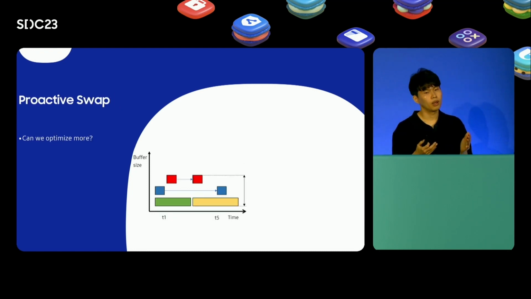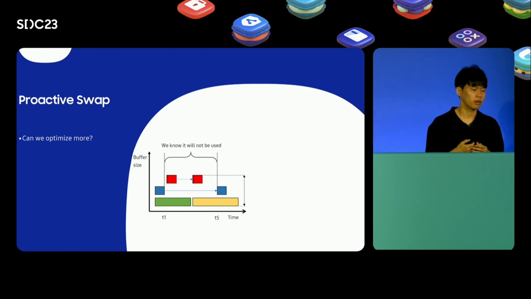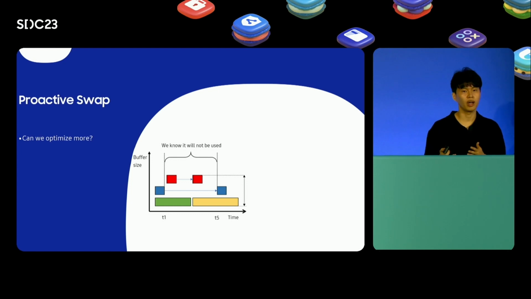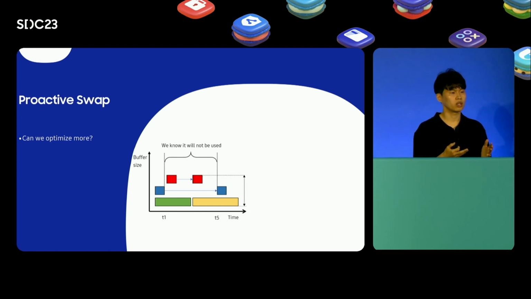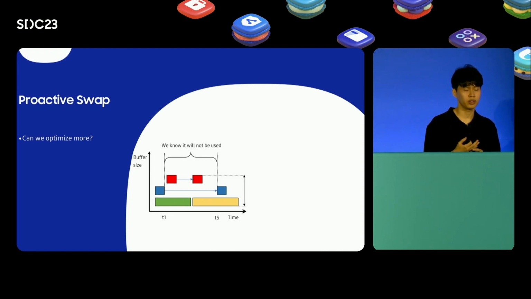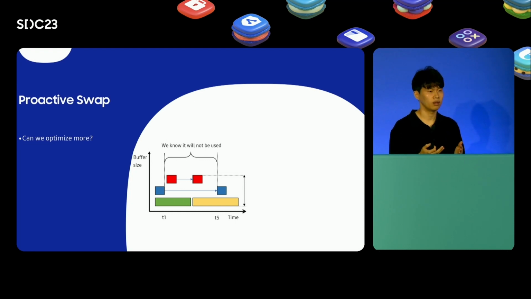Then, can we optimize more? We know that the blue tensor will not be used between T1 and T5. So we can swap out the blue tensor data from the main memory to the disk at T1. And then we can swap in the blue tensor data from the disk to the main memory at T5.